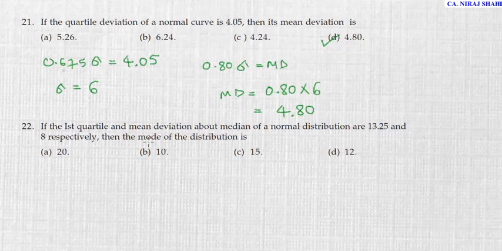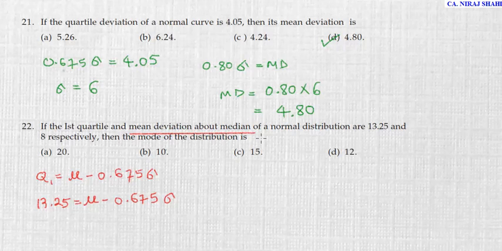If the first quartile and the mean deviation about median of a normal distribution are 13.25 and 8 respectively, then the mode of the distribution is. Now the first quartile Q1 is equal to mu minus 0.675 into sigma. So we can say here 13.25 is equal to mu minus 0.675 into sigma. And mean deviation about median is given to us.